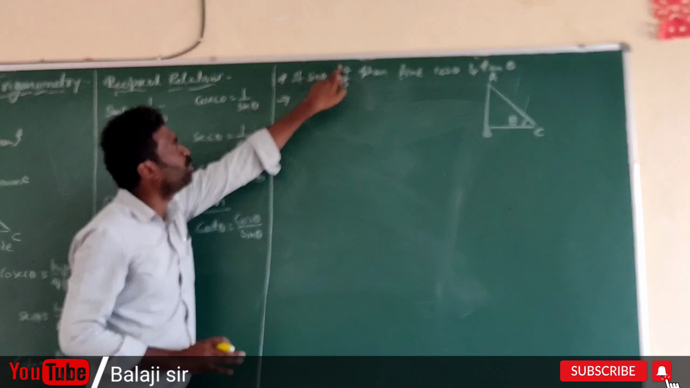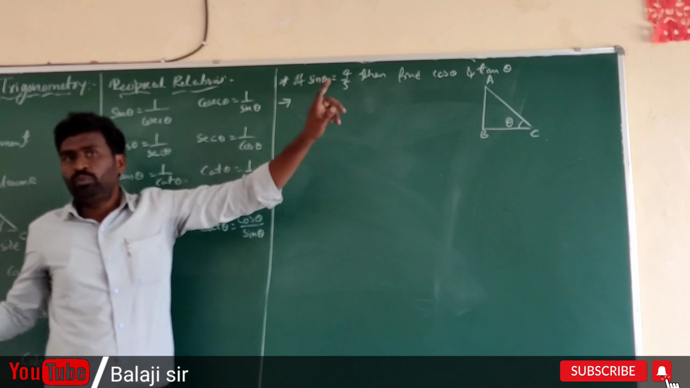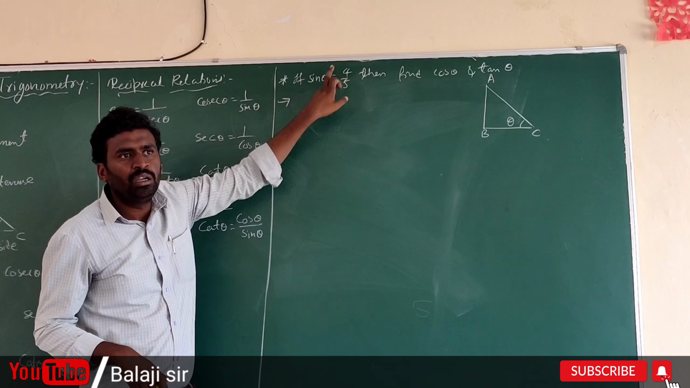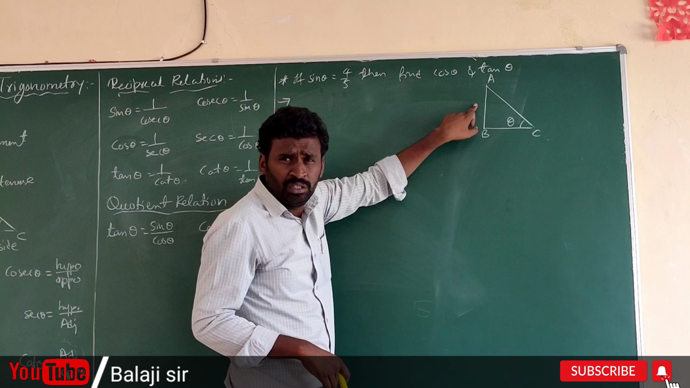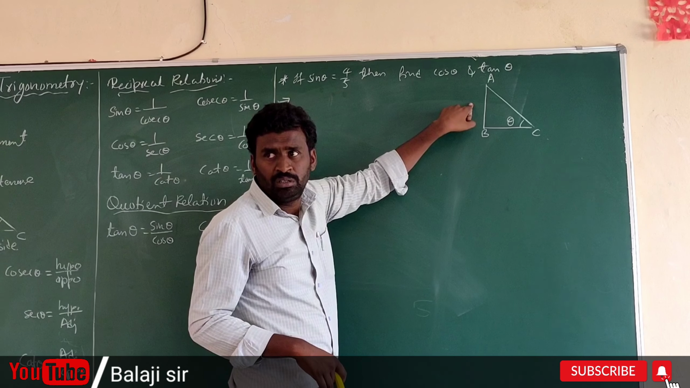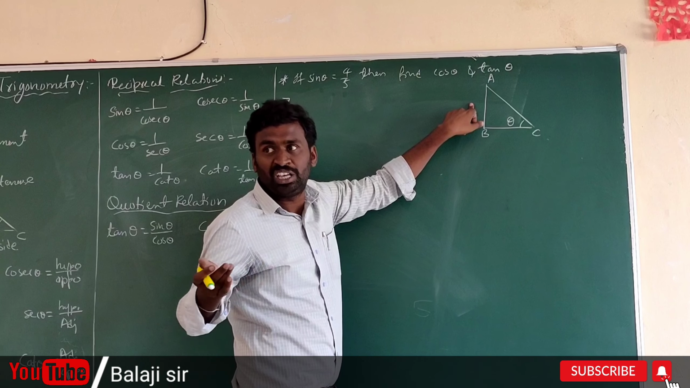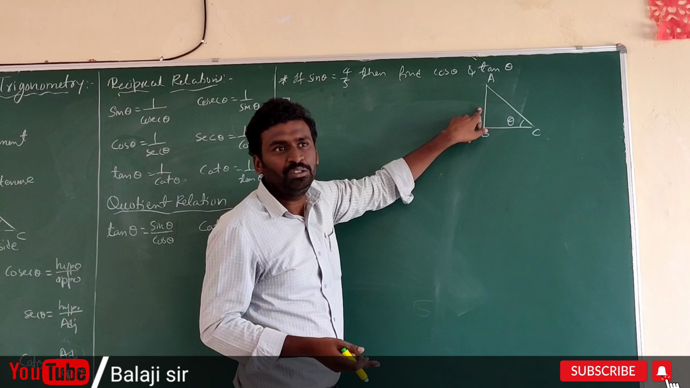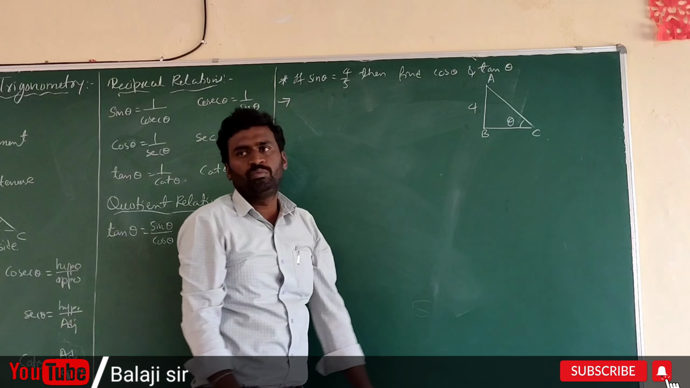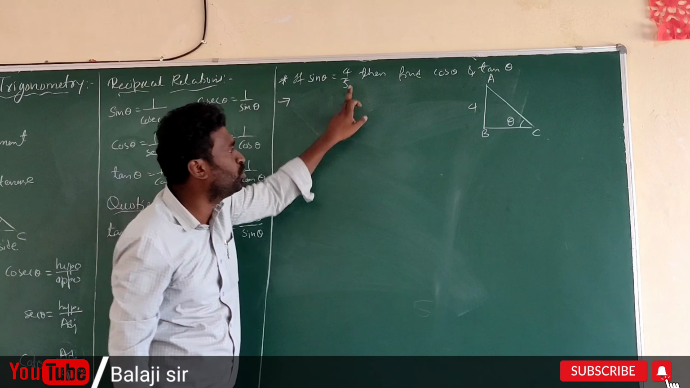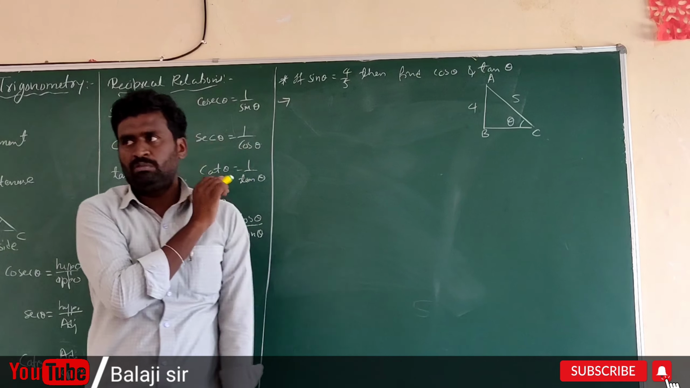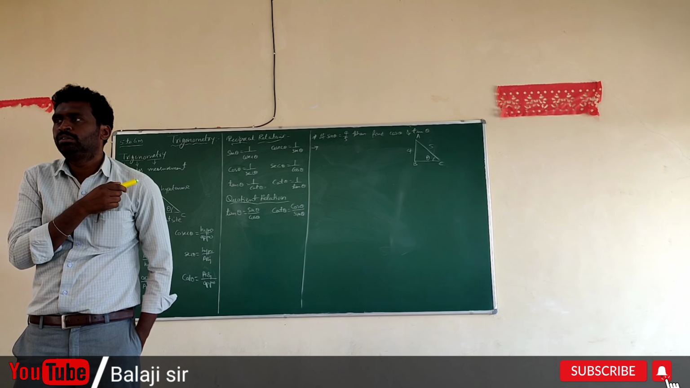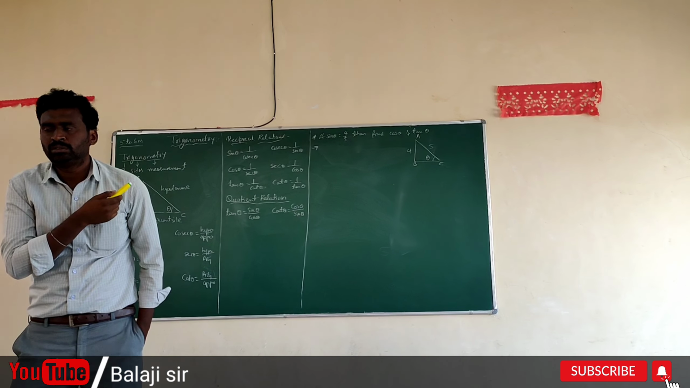What has he given? Sine is opposite by hypotenuse. I am telling you, if you are not doing this, you are not going to be able to apply these things here. So what is that? Opposite by hypotenuse. Why is it opposite? Because it is against the theta. So AB is the opposite, and AC is the hypotenuse. If you are able to write this much, 90% of your work is done.